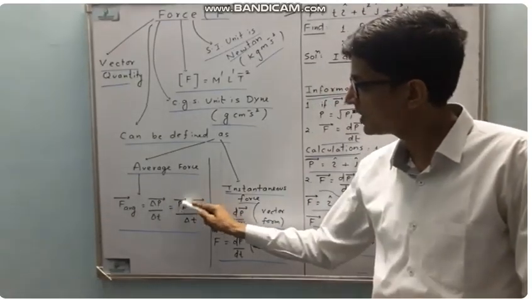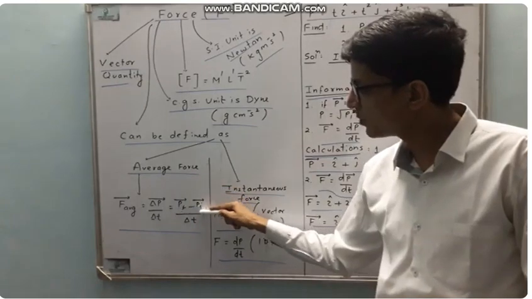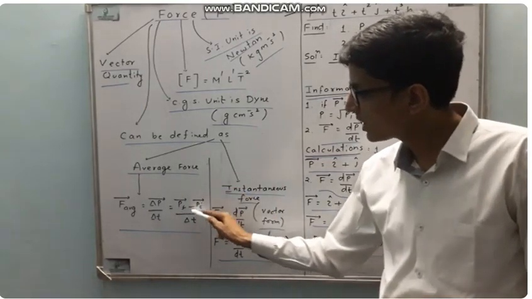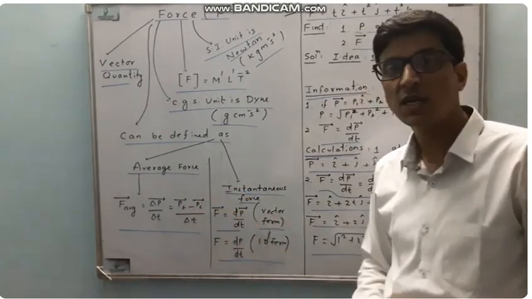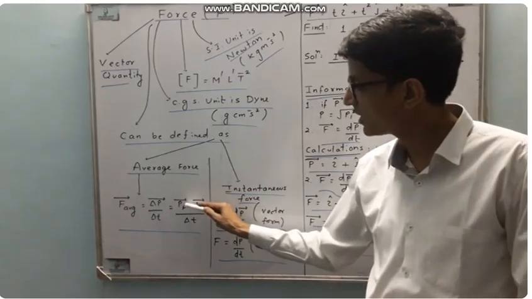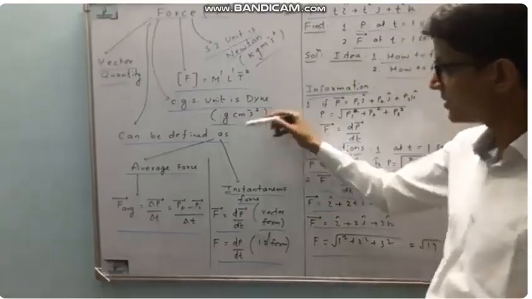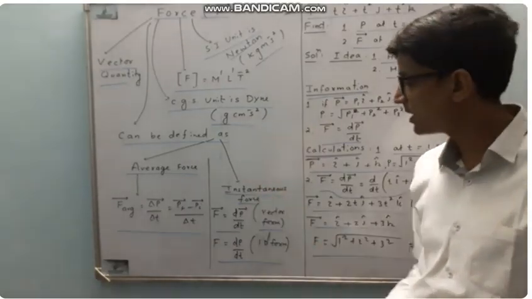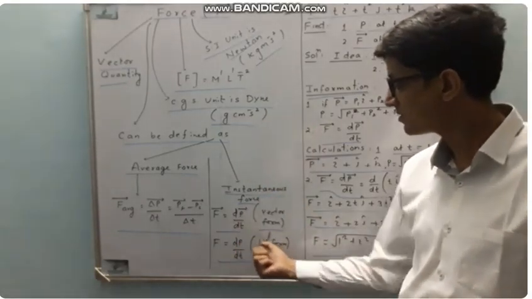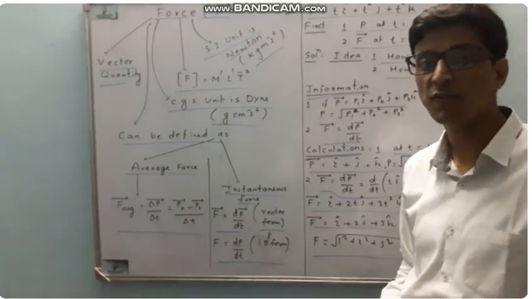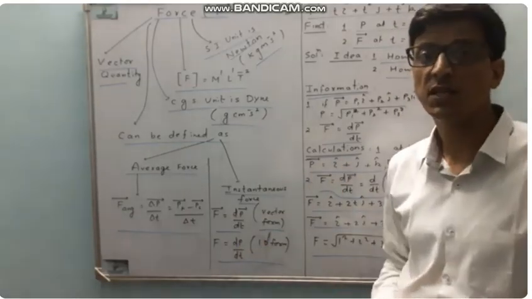Suppose final momentum is vector pf, initial momentum is vector pi, and the time taken in this process is delta t. So average force is final momentum minus initial momentum by delta t. Instantaneous force is defined as dp by dt in vector form, and just remove the vector for dp by dt in 1D form. So this is how we can define force.